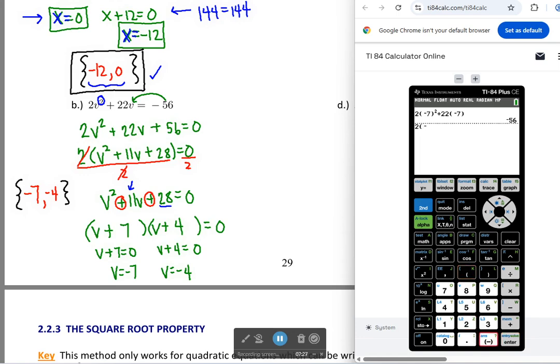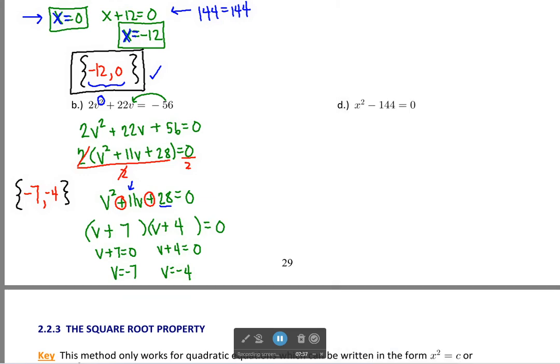We can do the same thing with -4. And we have a balanced equation. So both of our solutions are correct, and we can be confident that we have both solutions.